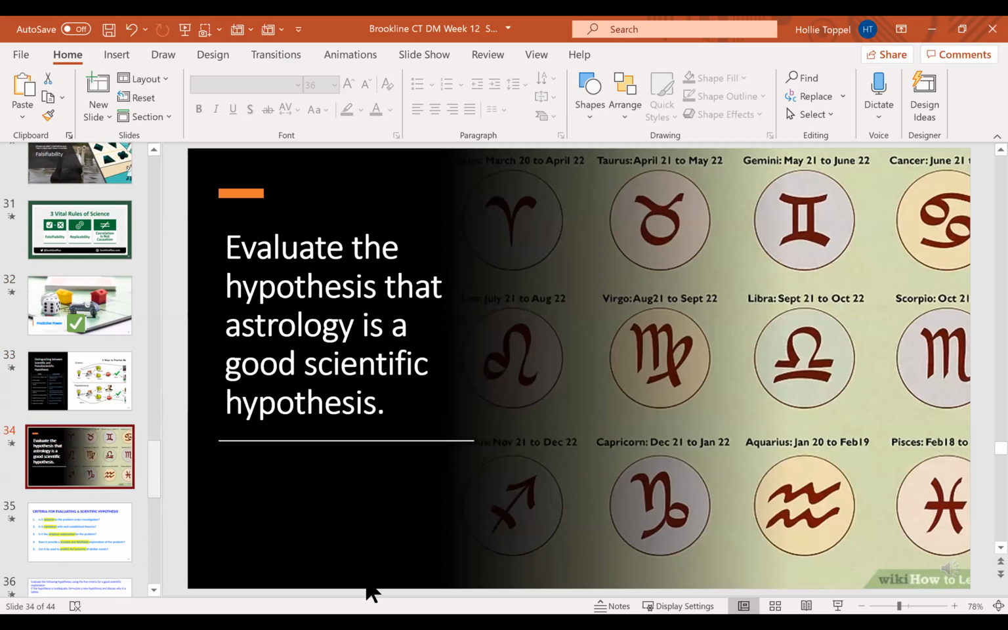Can you evaluate the hypothesis that astrology is a good scientific hypothesis? I'm a Pisces. This is Cancer, where's Pisces? Oh, there we are. Yes, here it is. They connect us. Interesting. It's an H for Holly. That's why I'm a Pisces. All right.